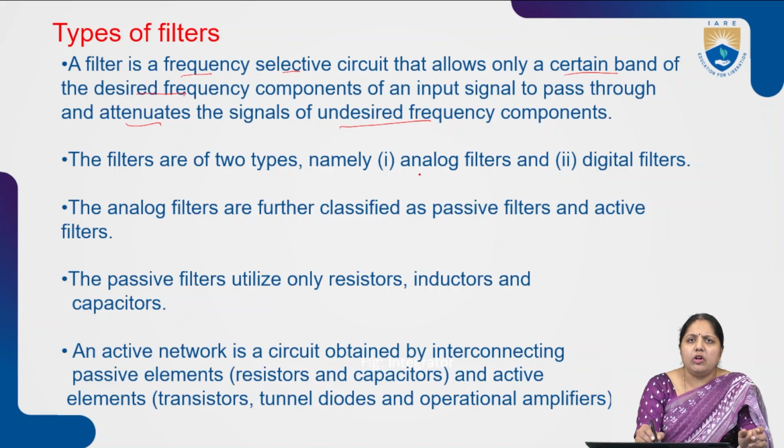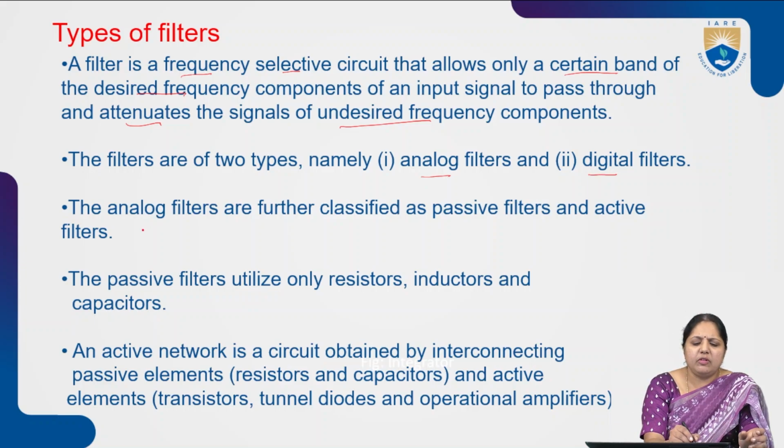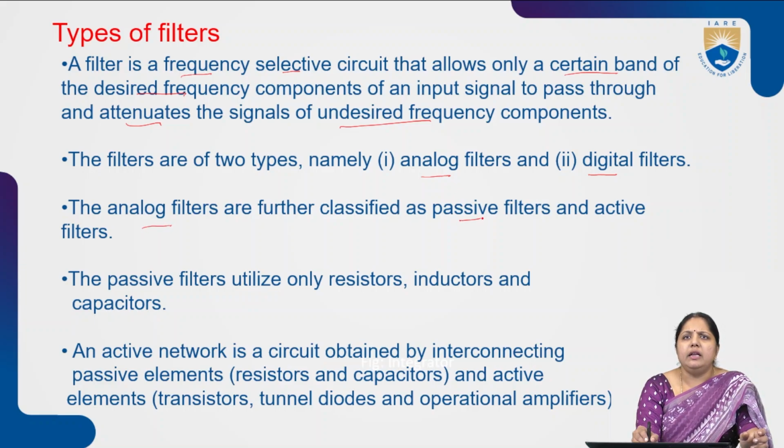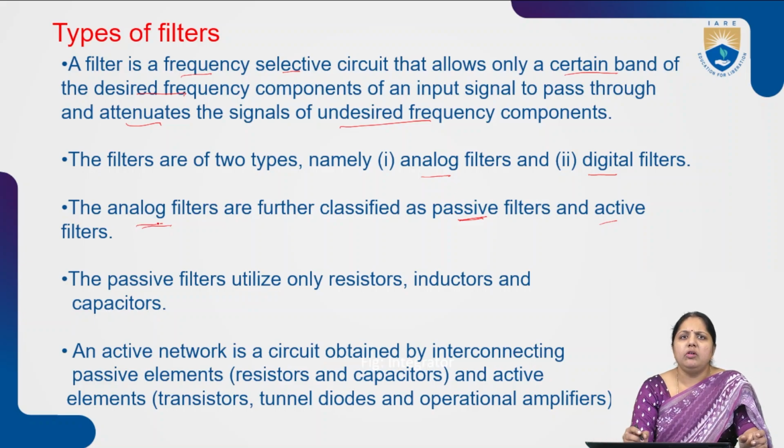Basically filters are of two types: one is the analog filter and another one is the digital filter. The analog filters are further classified into two types: active filters and passive filters. Both the active filters and passive filters come under the analog filters.